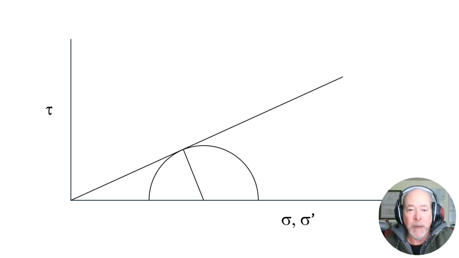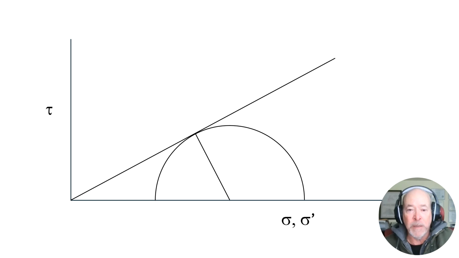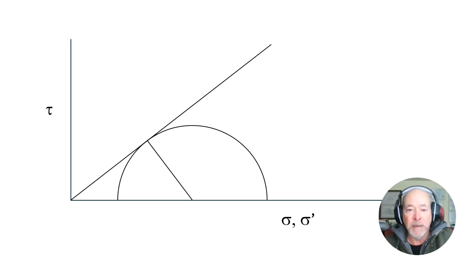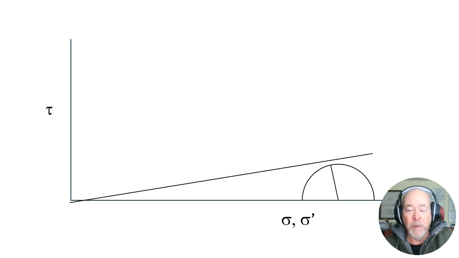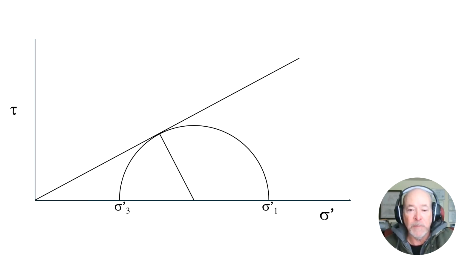And we can just move this around and we'll make the failure envelope steeper. We can make it steeper than that. We can make it shallower. But we always have this tangent line. We have this failure envelope that's tangent to the Mohr circle, and we have a 90-degree intersection with that line coming out from the center of the circle.